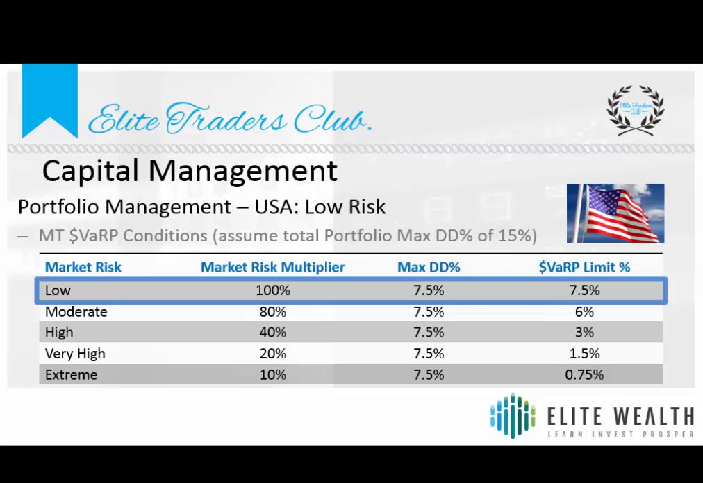Let's have a look at the US market. We're still in a low risk market over there, so half of our portfolio, that's 7.5% of our capital, we apply a 100% market risk multiplier, and as such that allows us a VARP, a value at risk across our portfolio, of 7.5%.